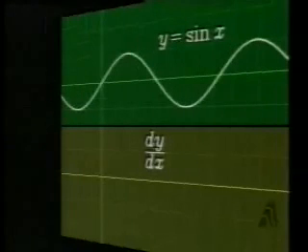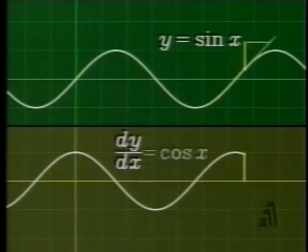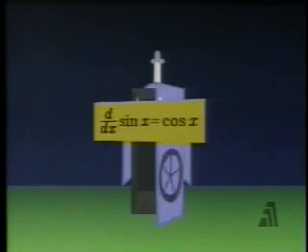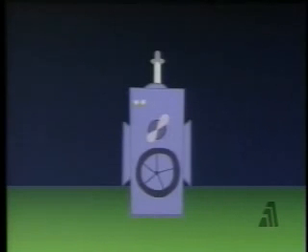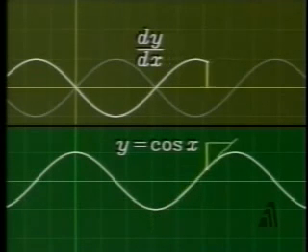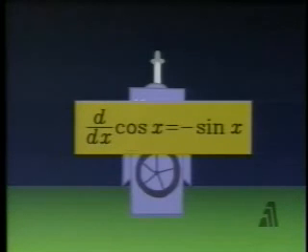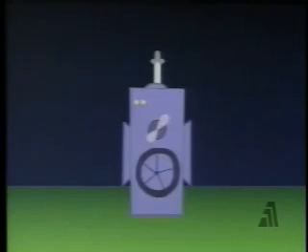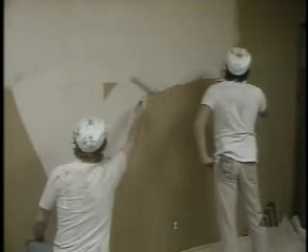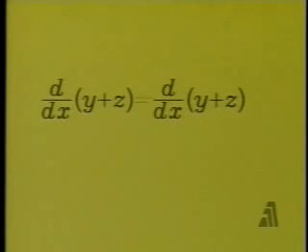If y equals sine x, then dy over dx equals cosine x. If y equals cosine x, then dy over dx equals minus sine x. Taking derivatives takes a little practice, but it's well worth the effort. That's how the sum rule works. The derivative of the sum is the sum of the derivatives.